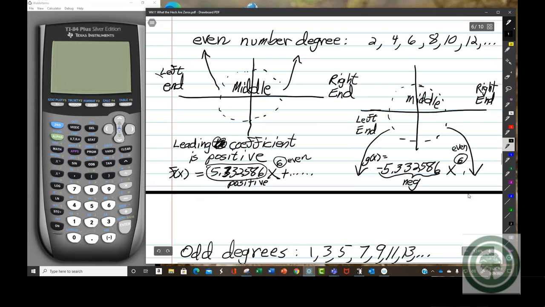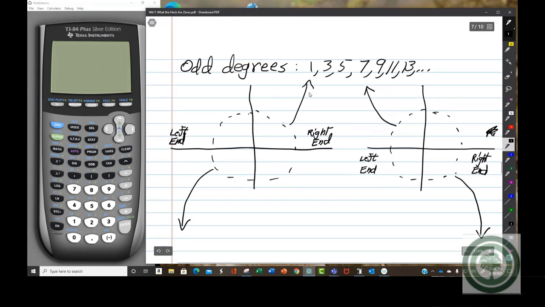And over here, if you have a number like 5.33865 4, 2, I don't know, x to the seventh, that's an odd degree, odd degree, positive leading coefficient. It will go up on the right and down on the left forever and never double back. So you're guaranteed that out on the ends, it's going to look like that.